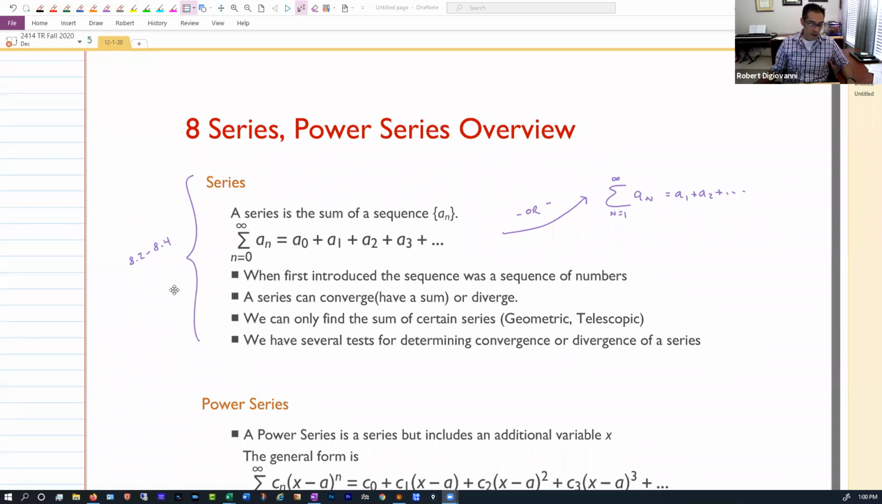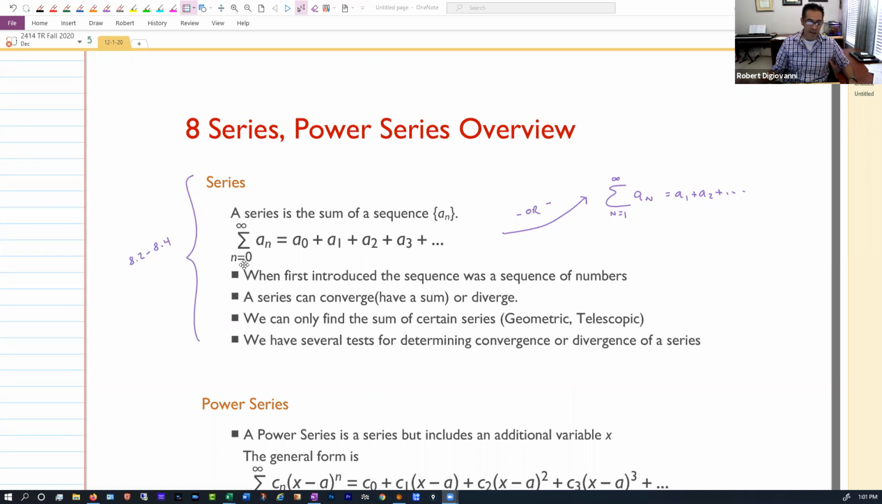So 8.2 through 8.4 was all about series. And we said a series is just the sum of a sequence, just basically adding up a bunch of numbers. And the notation that we used was over here. We said sum n equals 1 to infinity. And then when we define power series, we started the index at 0. So we can also start the index at 0 for a series.